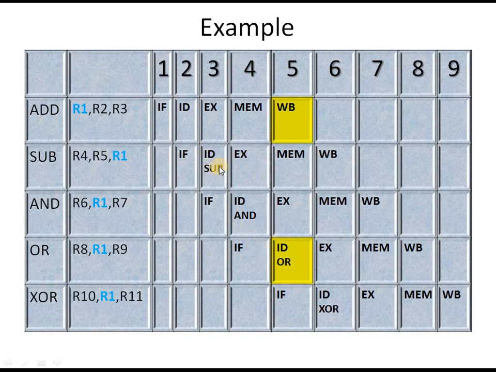In the third cycle, the result is not yet written in R1, so the sub instruction could not find the correct value in R1. This problem is called a data hazard. Unless precautions are taken to prevent it, the sub instruction will read the wrong value and try to use it. The AND instruction is also affected by this data hazard. The write of R1 does not complete until the end of cycle 5.